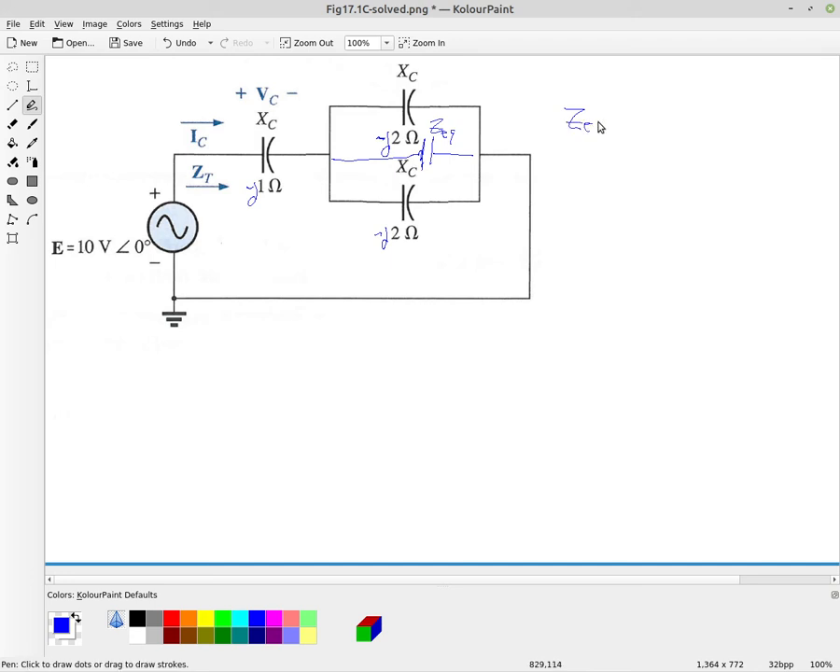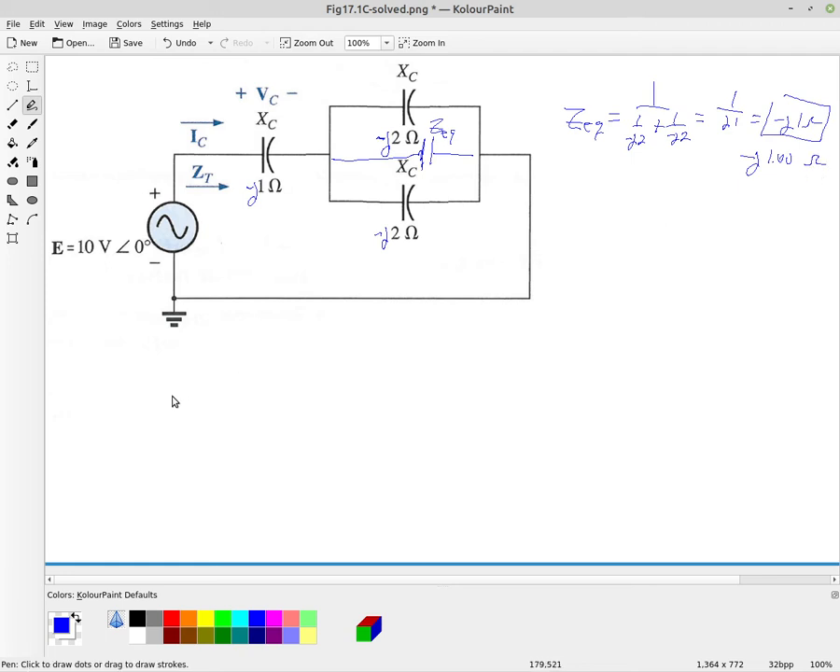So Z equivalent is going to be 1 over the minus J2 plus 1 over the minus J2. And so if you solve that, you would actually end up getting 1 over J1, and that 1 over then makes it a minus J1 ohms. So our equivalent impedance would be minus J1. So if I'm going to put that into Blackboard, it would be minus J1.00 space and then ohms.